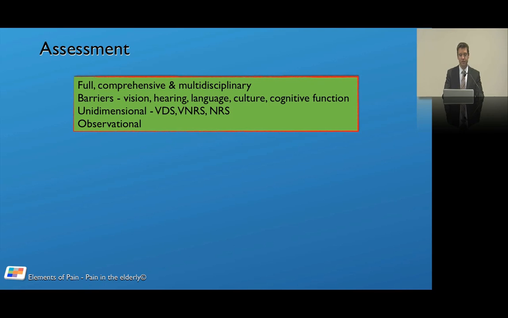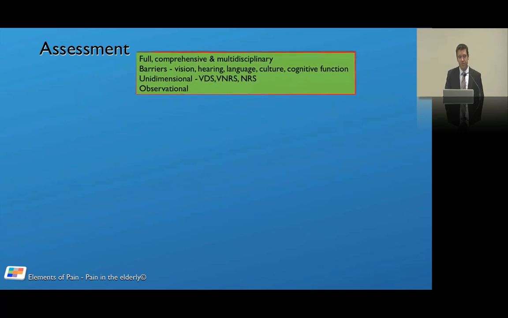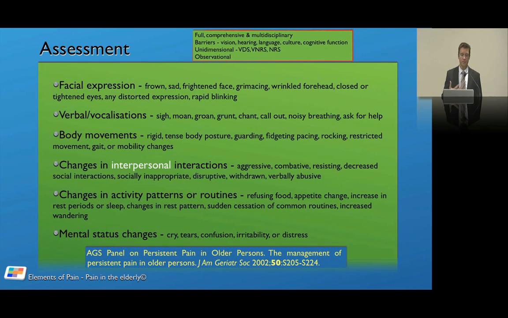Unidimensional tools can be useful. The verbal descriptive scale tends to be better used, or better understood by patients, as opposed to the numerical rating scales or verbal numerical rating scales. So the unidimensional scales can be used, and they can even be used to a degree in those with cognitive decline. But observational tools are useful, particularly in those with cognitive dysfunction or inability to communicate. So these are observing behaviors and using it as a proxy really to define pain.